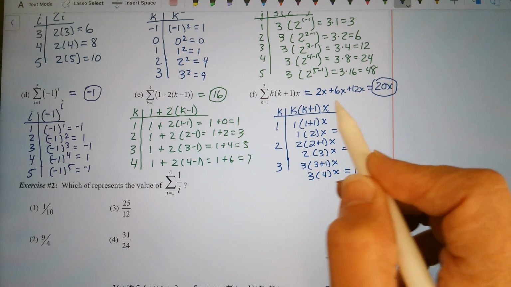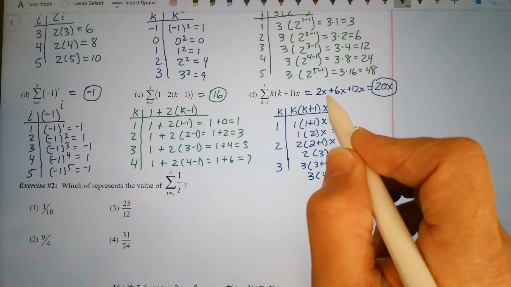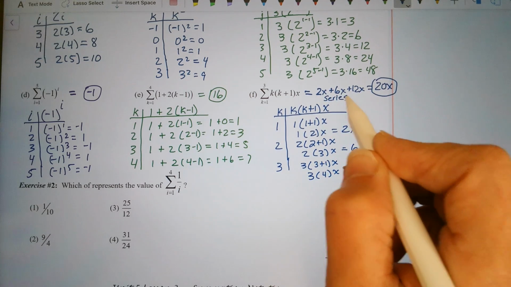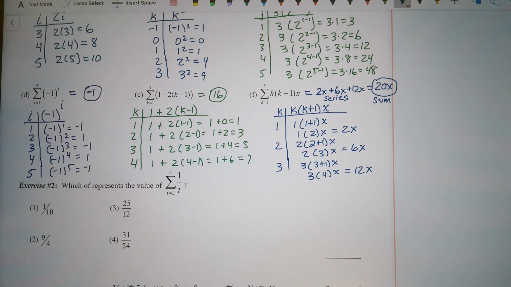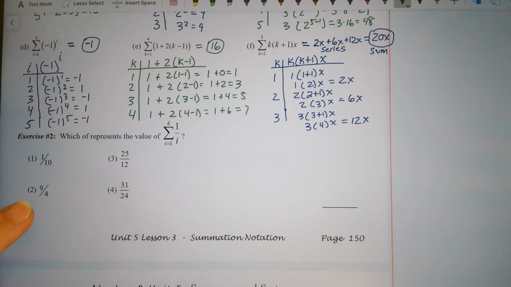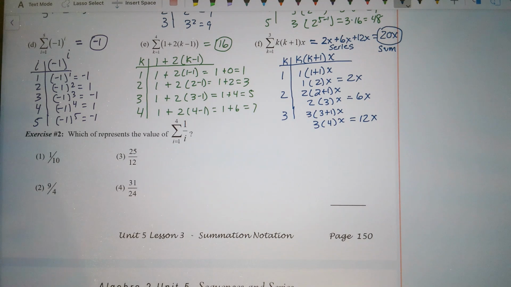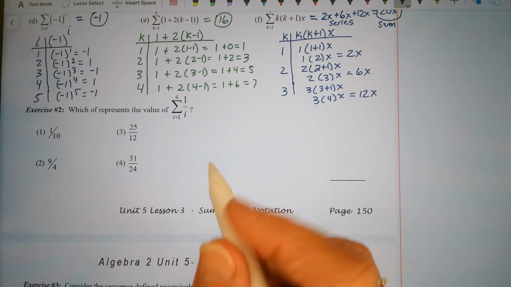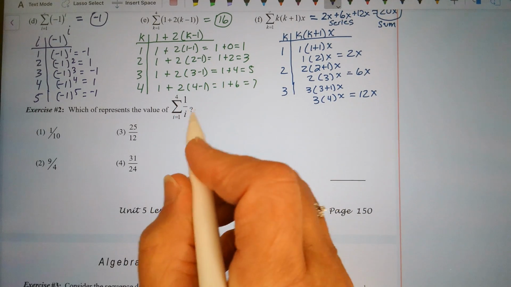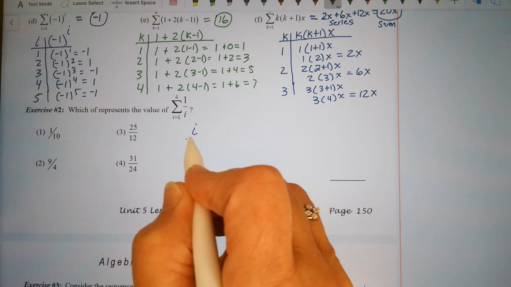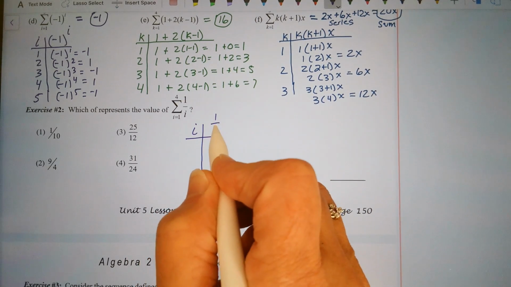Writing the addition of the terms is the series. This is a series. This is the sum. Exercise 2, which of the following represents the value of the summation of 1 over i going from 1 to 4? Alright, so try that on your own. Make your table.